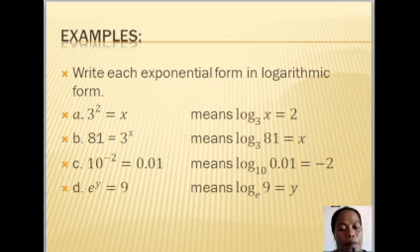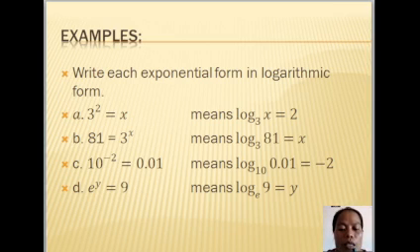Letter B. 1/8 is equal to 3 to the power of x, which means the logarithm of 1/8 to the base 3 is equal to x. Yes, we know that in the exponential form, the base is 3 and the exponent is x. Still in logarithmic form, the base is 3 and the exponent x becomes the logarithm. Letter C.